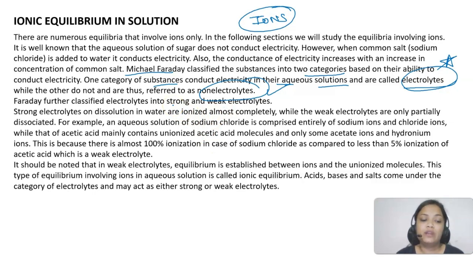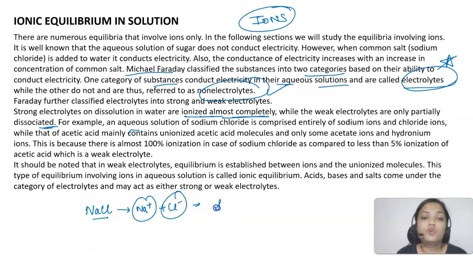Now, what is the difference between these two? Strong electrolytes are the ones that are completely ionized when we dissolve them in water, while weak electrolytes are the ones that are partially ionized or partially dissociated. Like sodium chloride: the aqueous solution of sodium chloride will mainly have sodium ions and chloride ions, because it is a strong electrolyte and the ions will be completely dissociated in water.